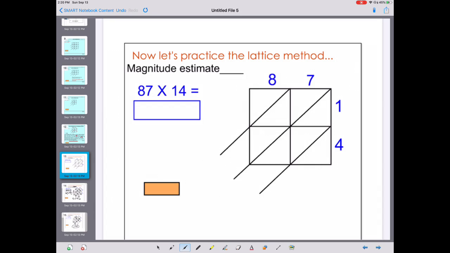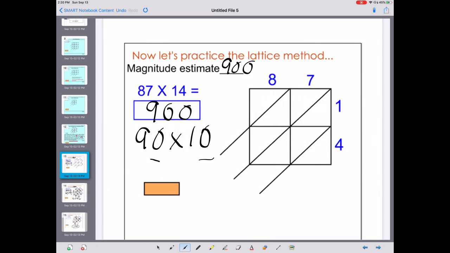Magnitude estimate. 87 is closest to 90. 14 is closest to 10. 9 times 1 is 9 with 2 zeros. So my magnitude estimate is 900. Let's try it and see what we get. 7 times 1 is 7. 0, 7, because we don't want 70.